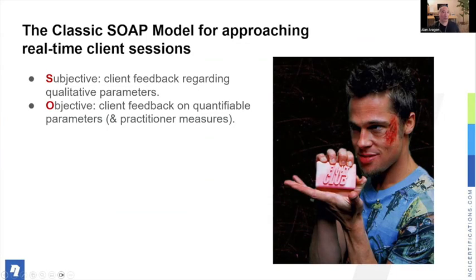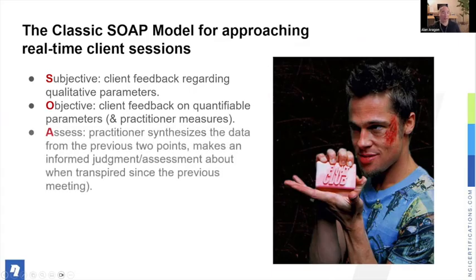So objective client feedback or client assessments would, of course, include things like body comp and body weight and performance parameters. And then what you do when you've gotten the subjective and objective feedback is you assess what happened. You synthesize the data and you make an informed judgment or assessment about what happened since the previous meeting. Were the goals met? Were the targets met? Are we on track?